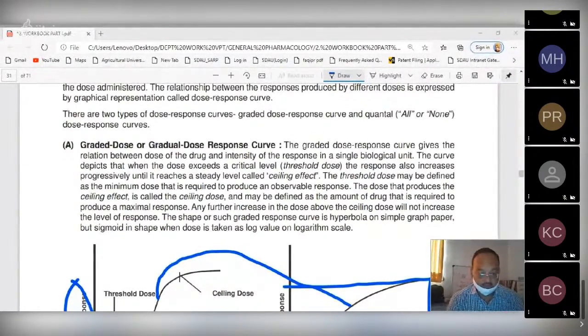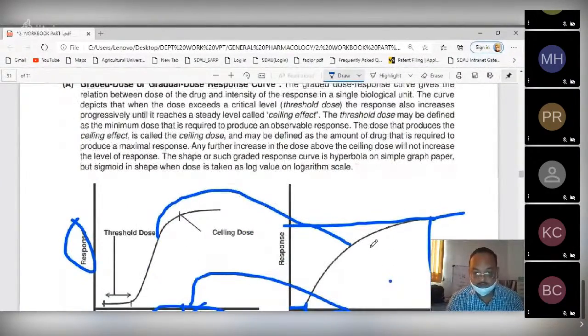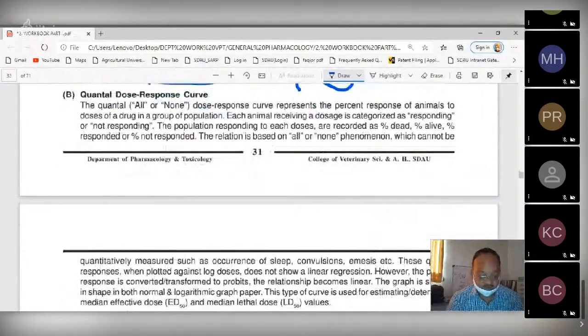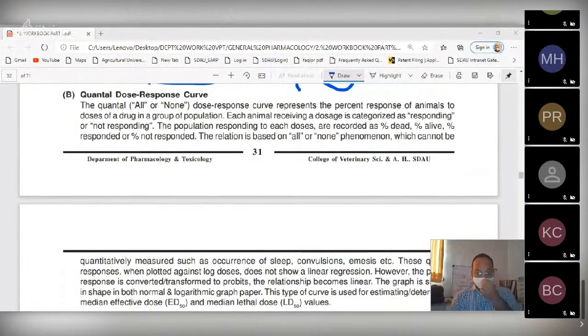Now let us go to another type of dose response curve, the quantal dose response curves. First, let us try to understand the meaning of quantal dose response. Now, quantal dose response curve, the word itself, quantum physics you have studied.